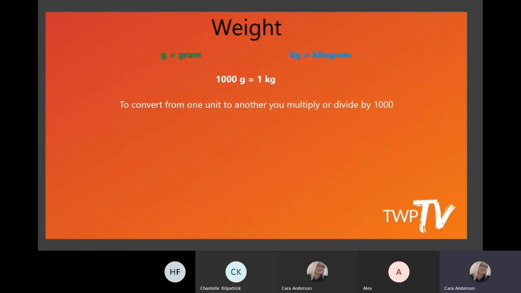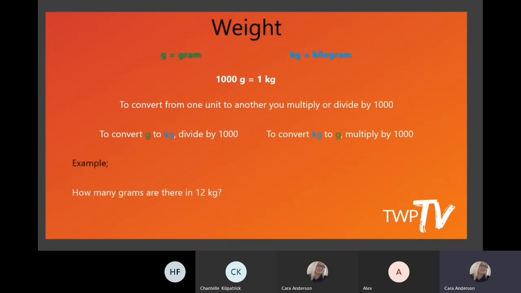To convert from one unit to the other, you're going to multiply or divide by 1,000, and it's just going the right way. That's where you would then visualize your pack of crisps or your potatoes as to if you've gone the right way or not. So just make sure it makes sense once you get to your answer. To convert grams to kilograms, you're going to divide by 1,000, or if you're going kilograms to grams, you're going to multiply by 1,000.